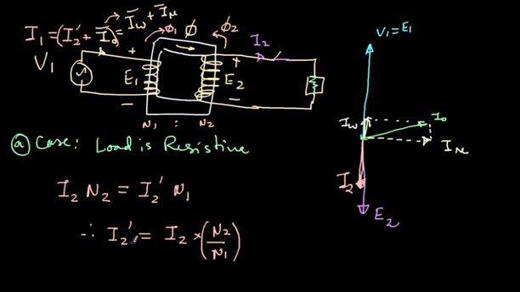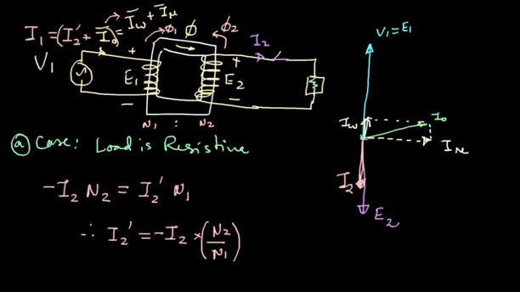Another thing is the sign. I2 and I2 dash should be opposite to each other. So somewhere I should put a minus sign, because the addition of these two will be 0. They are cancelling out each other. So I can put this minus sign, but we don't worry about it, because in the vector diagram we'll take care of it.